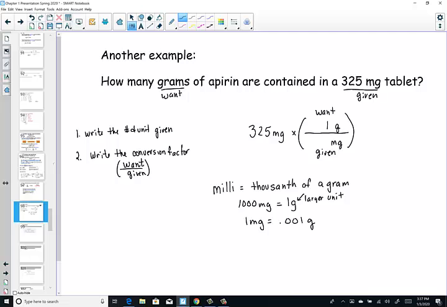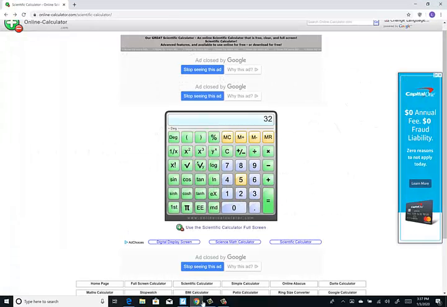I know that 1 gram is the same as saying 1,000 milligrams. And when we do that, notice that milligrams will cancel and the unit we end with is the gram. So on your calculator, we will hit 325 times, parenthesis, 1 divided by 1,000, close parenthesis, press equal, and we get 0.325.